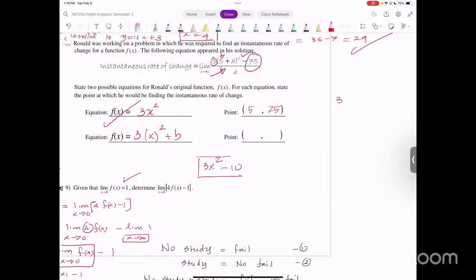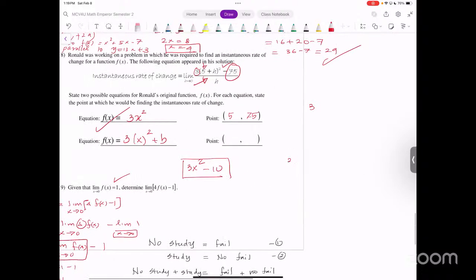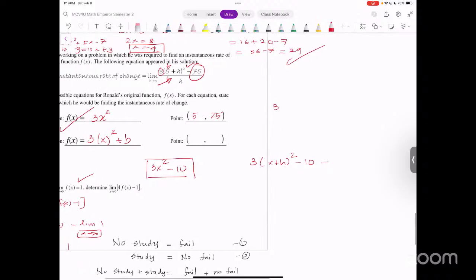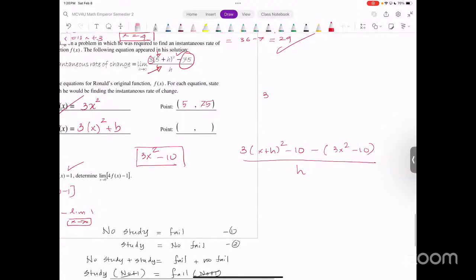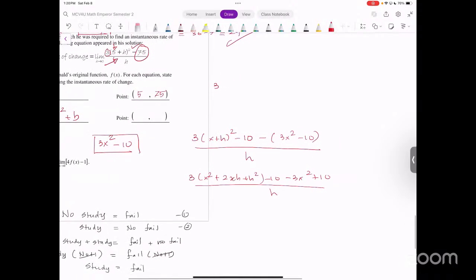Going back to see my definition: 3 times (x plus h) whole thing squared minus 10, minus 3x squared minus 10, divided by h, isn't it? So first I get, okay. So we're going to simplify this. So this is going to be 3 times x squared plus 2xh plus h squared minus 10 minus 3x squared plus 10 over h.